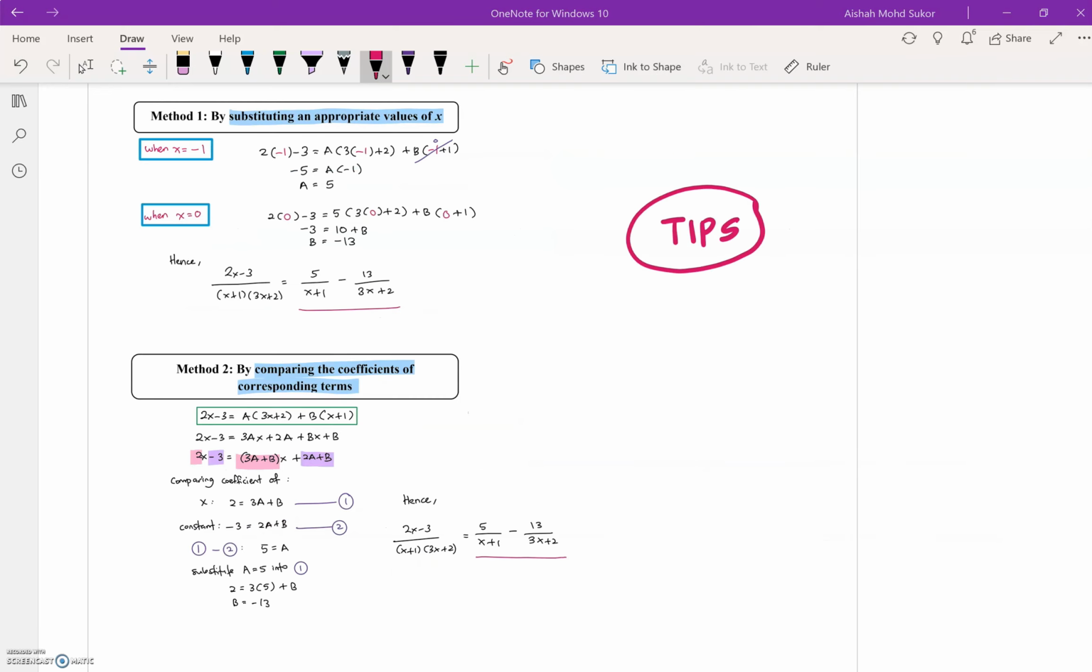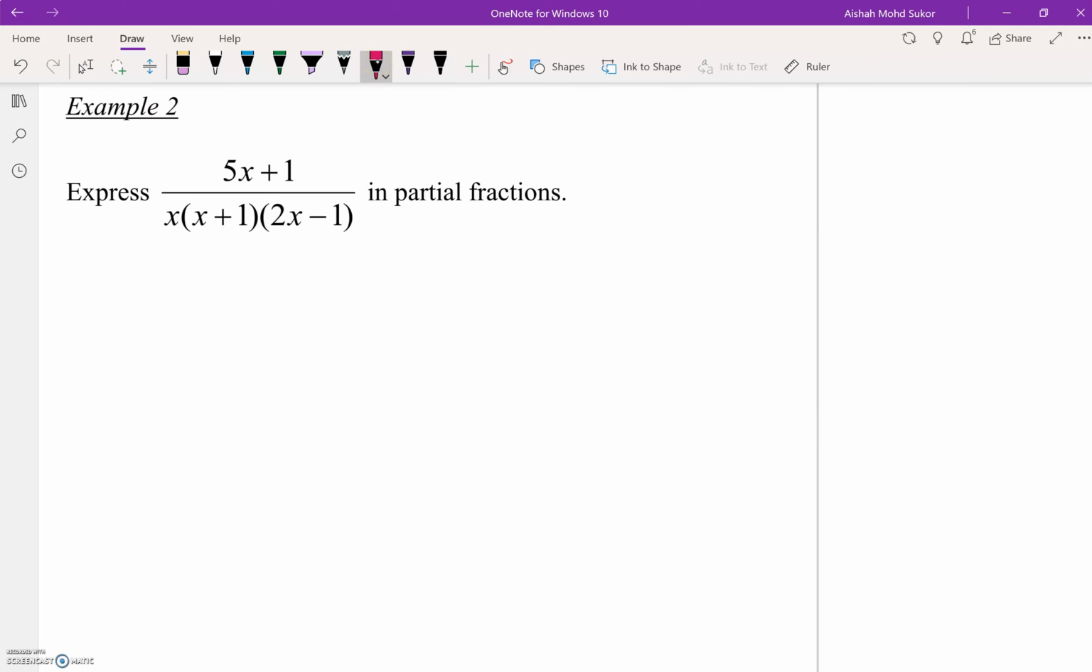Tips. It is easier for you to use the first method to find the values of the constants if you have the denominator with distinct linear factors. As for the second method, if you wrongly expand your equation, you are not going to get the correct values for the constants.